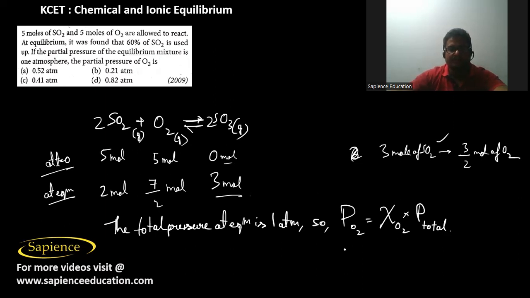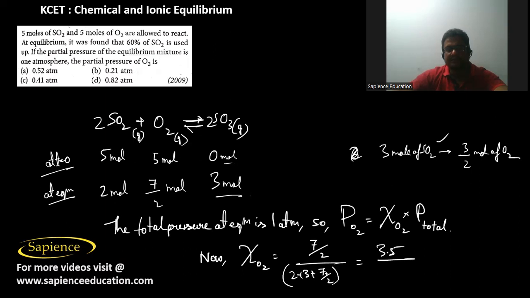Now the mole fraction of oxygen in the mixture will be equal to 7 by 2 divided by 2 plus 3 plus 7 by 2. It means the number of moles of O2 divided by the total number of moles of the mixture. So that will be 3.5 divided by 3.5 plus 5, that is 8.5. It is 35 by 85, so it is 7 by 17.